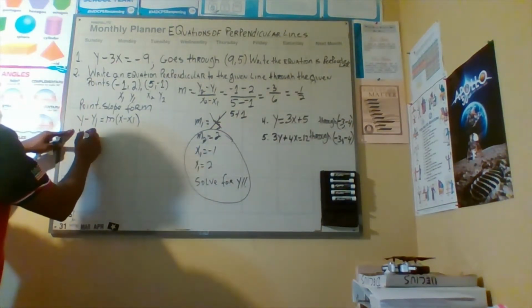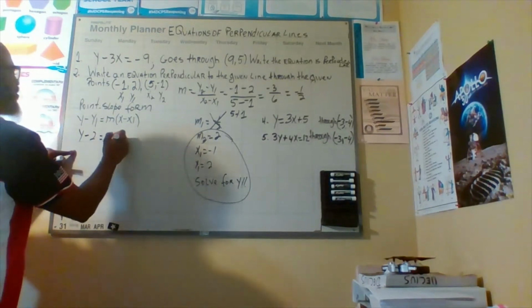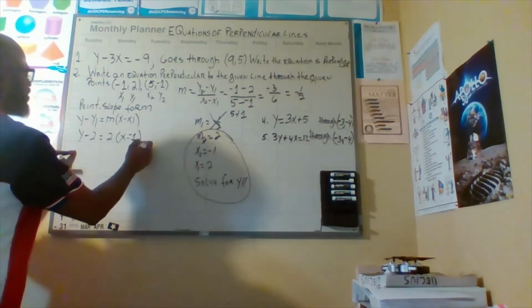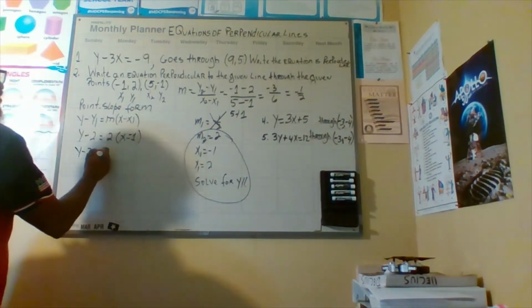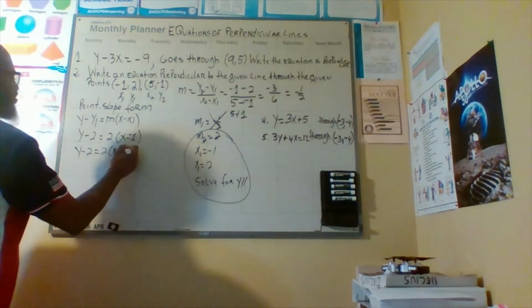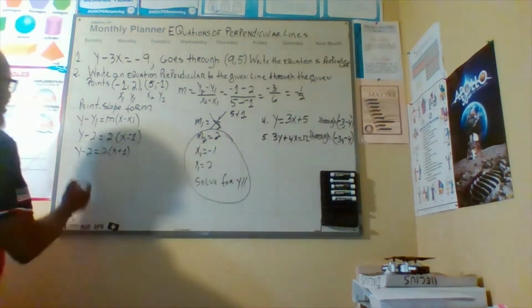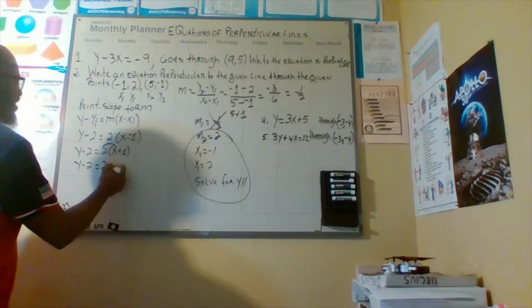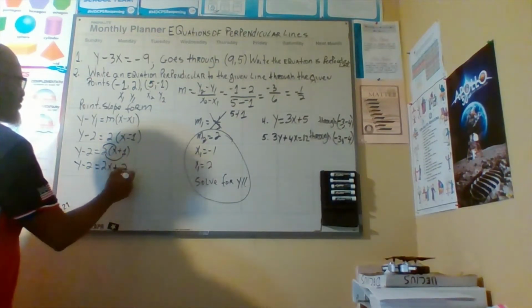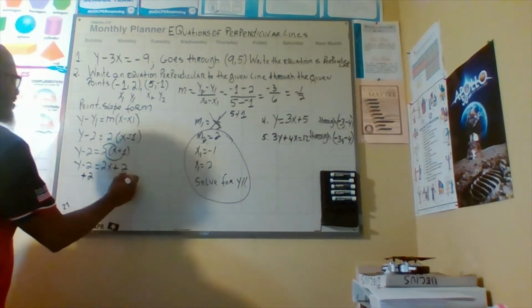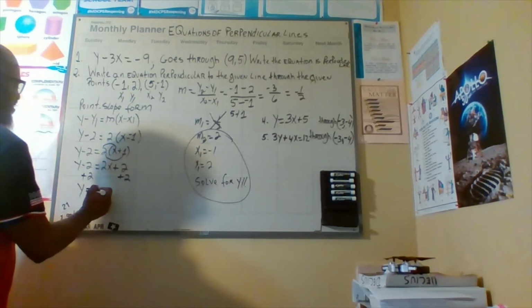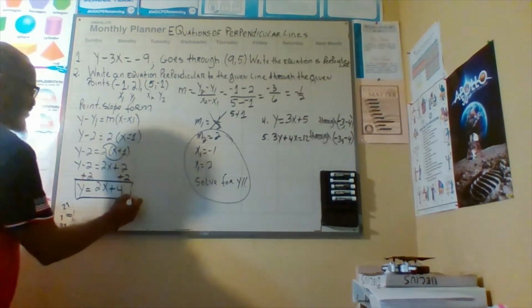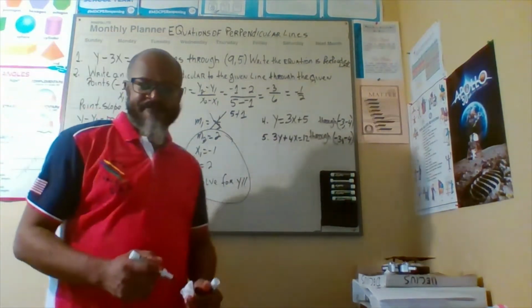I will have y minus 2 equal 2 times x minus negative 1, and then I will have y minus 2 equal 2 times x plus 1, because I have a double negative. Then I distribute: 2x, 2 times 1 gives you 2. Then add 2 to each side. The equation that is perpendicular to that is 2x plus 4. This is the equation that I am looking for. 2x plus 4 is my equation.